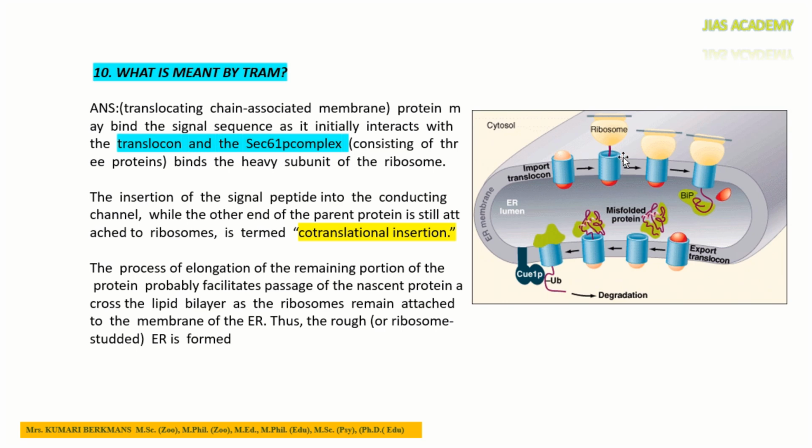So TRAM means translocating chain associated membrane. This membrane is called the translocating chain associated membrane, and this is that protein. This is the translogon. And what is happening inside is the insertion of the signal peptide into the conducting channel, while the other end of the protein is still attached to the ribosome. So this is termed co-translational insertion.